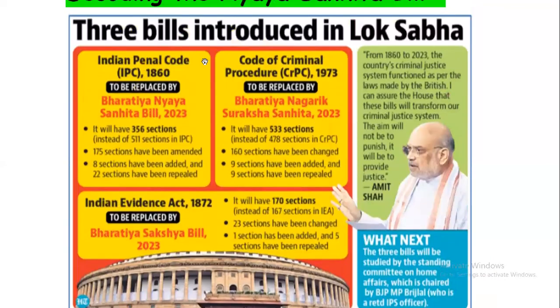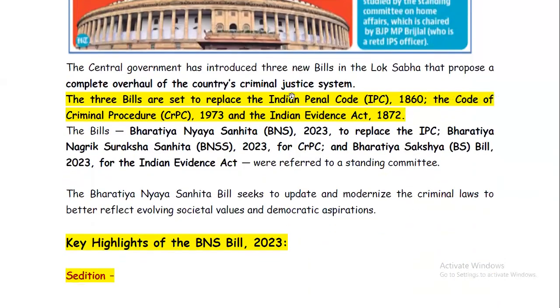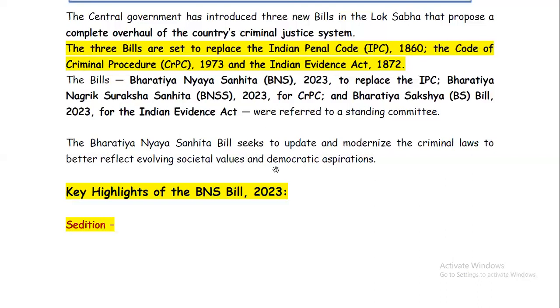Okay, you just got it: 3 bills. The Bharatiya Nyaya Sanhita Bill in place of the IPC, then the Bharatiya Nagarik Suraksha Sanhita in place of CRPC, and then the Bharatiya Saksha Bill in place of the Indian Evidence Act. Now, what are the key highlights of these bills? These three bills have been introduced in the Lok Sabha, and this is going to bring a sense to our criminal justice system, with various sections being renamed also.